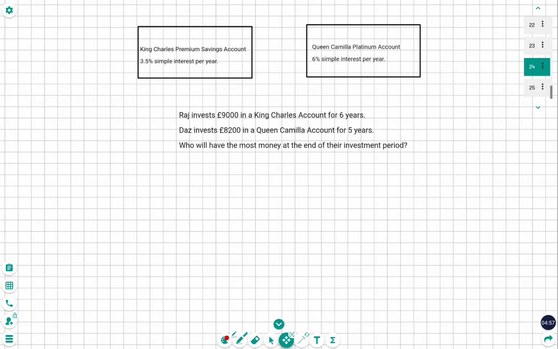Okay, so this question here, I'm just going to put the answers up rather than go through it in lots of detail. The first thing I'm going to do is for Raj. So she invests in the King's account. So we know that she invests for 6 years. Let's find the interest for 1 year. So 3.5% of the amount that she invests, which is £9,000. So she's got to find out 3.5% of 9,000, and that gives me £315. So 315, that was for 1 year.